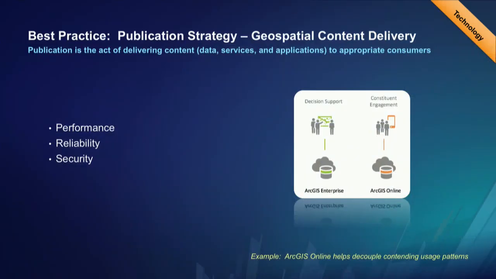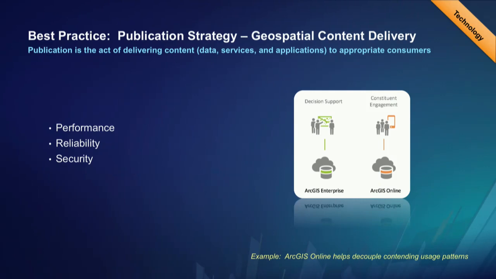The publication best practice focuses on the act of delivering content, delivering the data, the services, and application that your platforms host. Delivering that content to the appropriate users and in an appropriate manner. The geospatial content publication strategy is necessary for delivering content to your consumers in a well-performing, reliable, and secure manner. An effective content delivery strategy must address performance, reliability, and security.